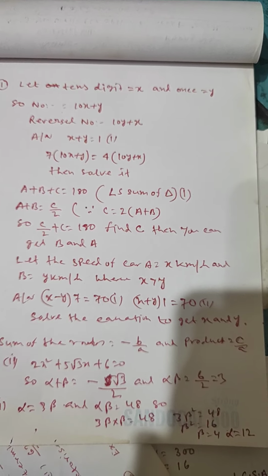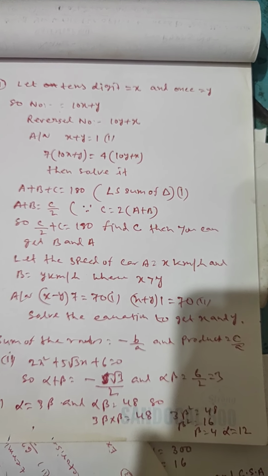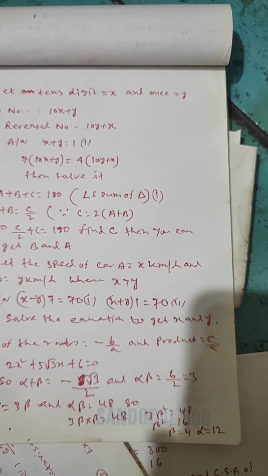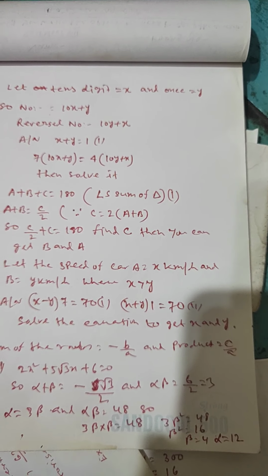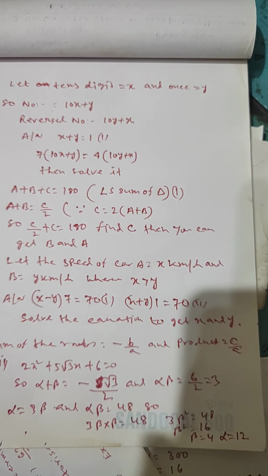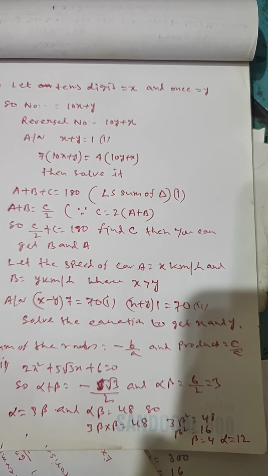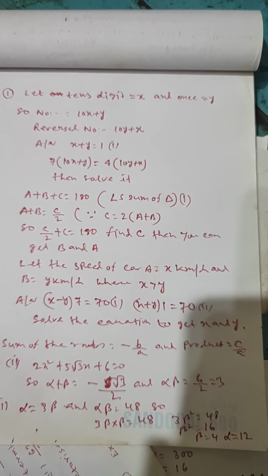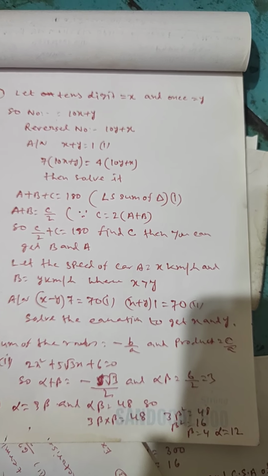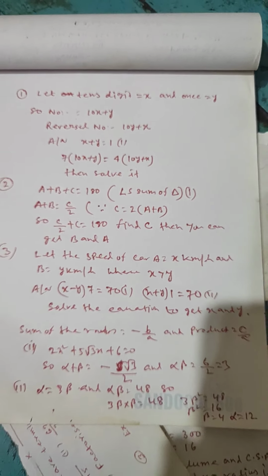We know speed into time is equal to distance. So 7 into (x minus y) is equal to 70. And if they run in opposite directions, the relative speed should be added. So x plus y, and they meet in 1 hour. So (x plus y) into 1 is equal to 70. Now you can see two equations in front of you. You have to solve them to obtain x and y.